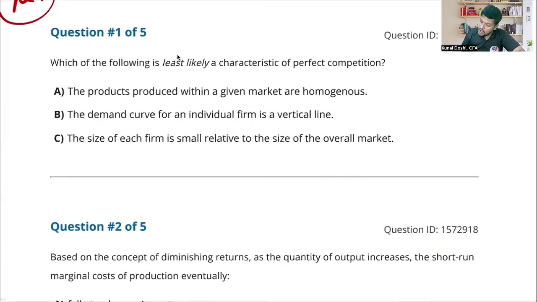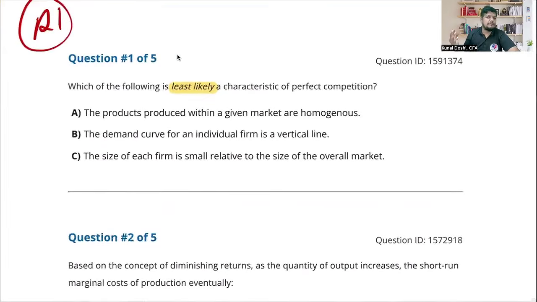Which of the following is least likely a characteristic of perfect competition? The product within a given market is homogeneous. Yes, no problem. The demand curve of the individual firm is a vertical line. No, it's a horizontal line. In fact, none of them have a vertical line. Either it's downward sloping or horizontal. So B is the wrong one.